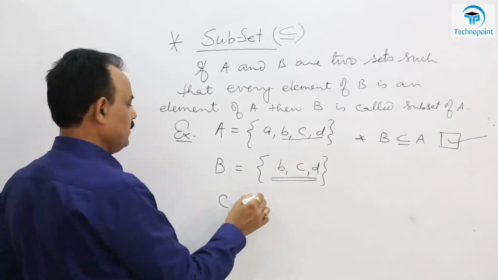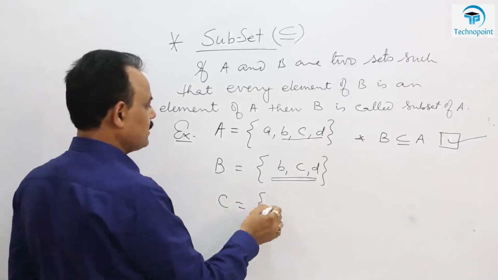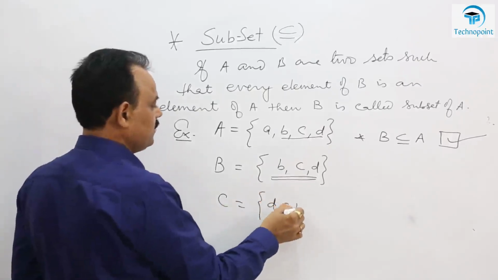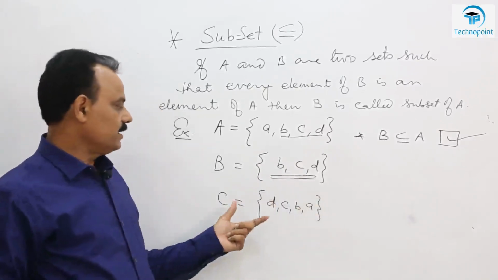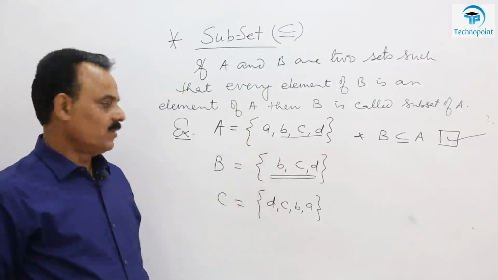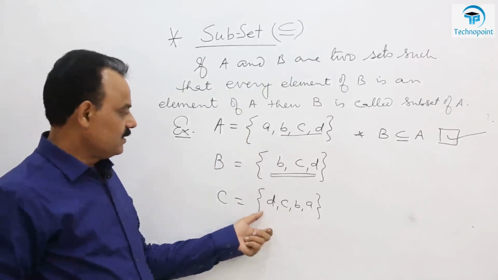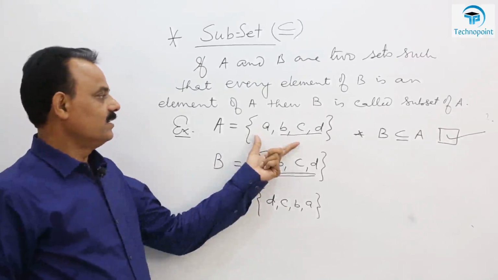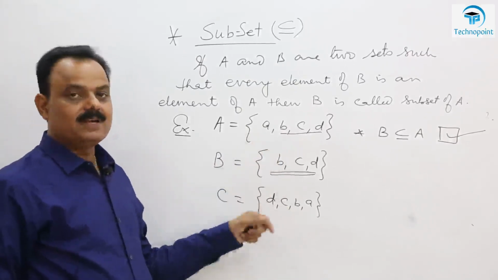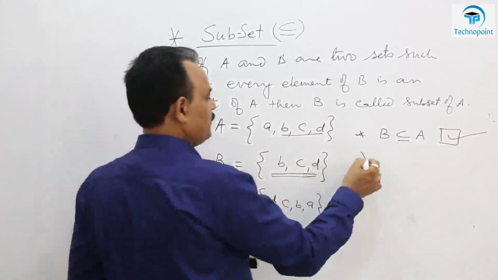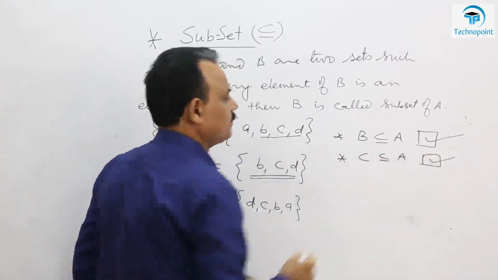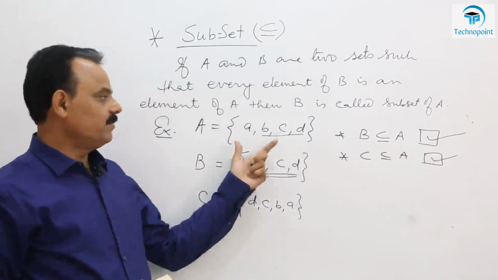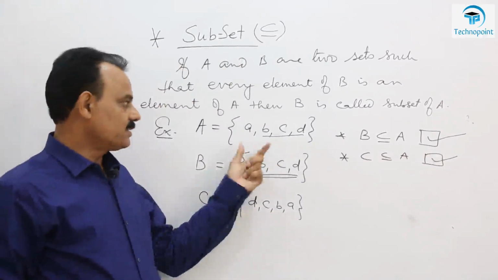Now C. Suppose C is another set having elements D, C, B, A. Now look at C and A. All the elements of C are also elements of A. So obviously C will also be a subset of A. C is also a subset of A. This is also correct. C का भी सभी एलिमेंट A में है, तो C भी A का सबसेट है.